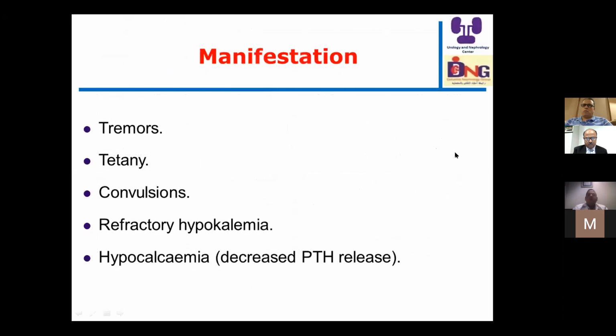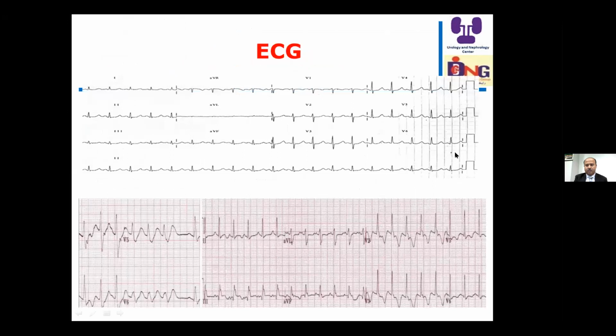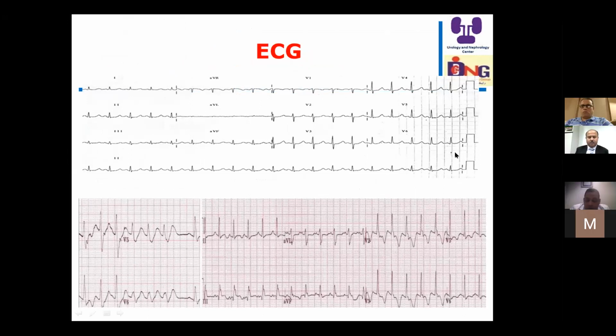What are the manifestations of hypomagnesemia? Hypomagnesemia ranges from being an asymptomatic complication or metabolic abnormality, to presenting with tremors, tetany, convulsions, hypokalemia refractory to IV potassium supplementation, and hypocalcemia due to inhibition of potassium release. The ECG findings include pre-excitation, atrial and ventricular arrhythmias, prolongation of the QT interval, and peaking of the T wave.